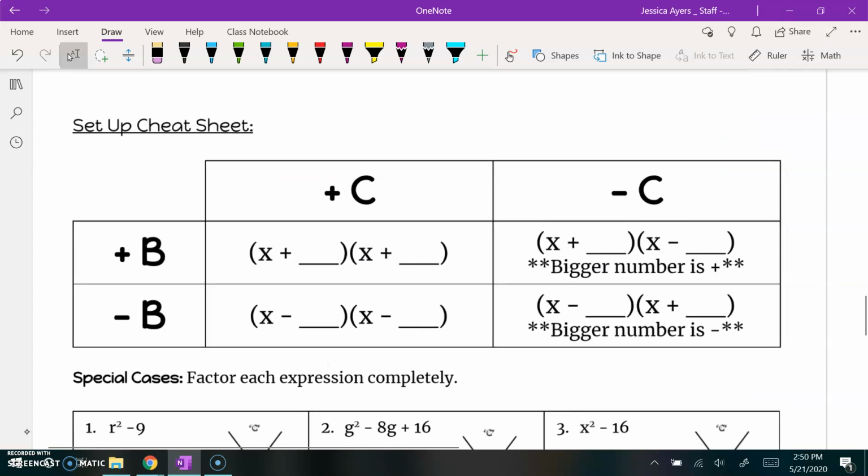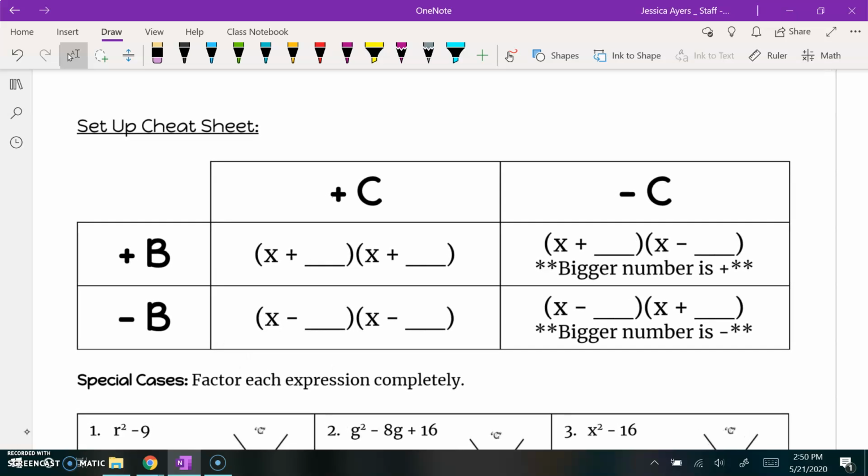All right, so here's a little cheat sheet for you to help you remember. Remember that if you have a positive C, you will add, and if you have a -C, you will subtract. Your signs are different for -C and the same for positive C. So that'll help you get those set up.